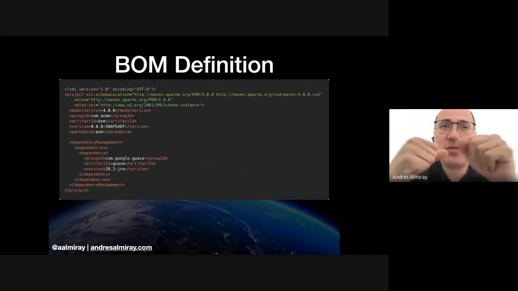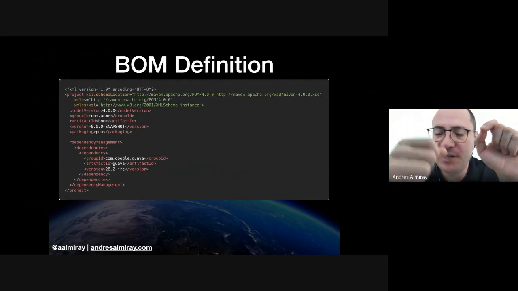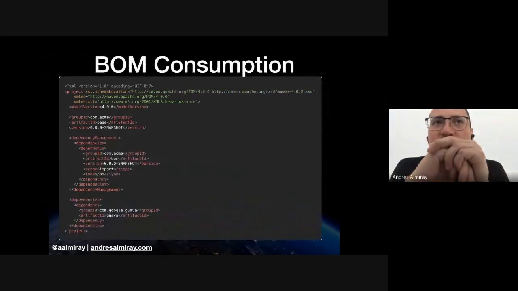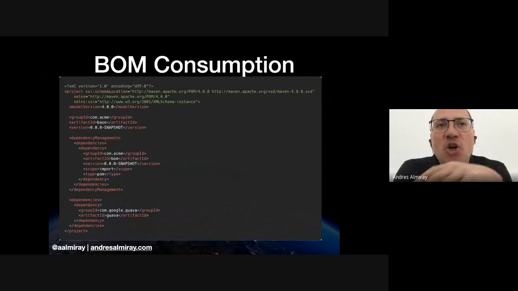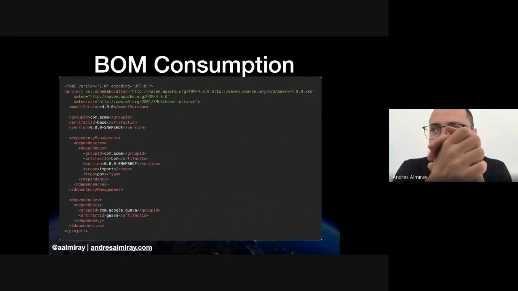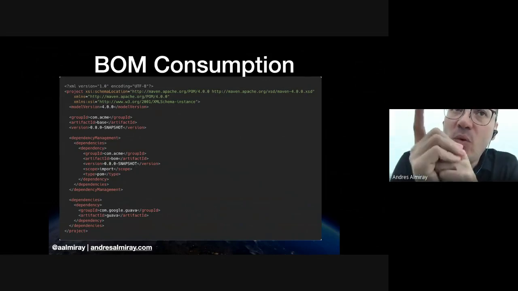So one thing is to define a BOM. This is how you produce the BOM. Notice that the packaging is of type POM. It's not the default jar. And when we consume the POM, when we do it in this way, in our consumer, we have to define a dependency management block. Inside the dependencies, we define the coordinates for the BOM file, but we have to have two additional elements, and these are very important.